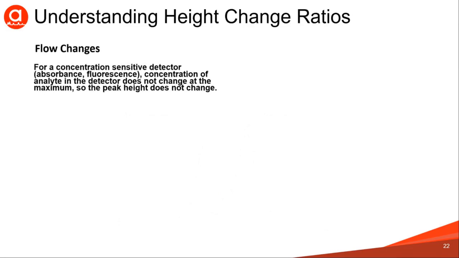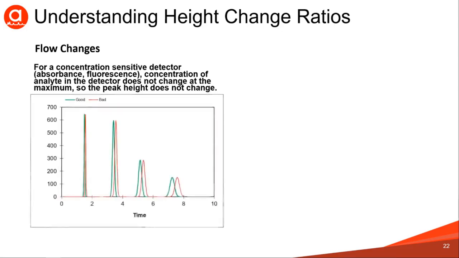So of course this brings up the next question, why doesn't the height change when the flow changes? For a concentration sensitive detector, and this would be absorbance and fluorescence, refractive index detectors for example, the concentration of analyte in the detector at the maximum does not change when the flow changes. So the apparent peak height does not change. In this particular example, you can see the flow rate change causing a change in retention time, but the peak heights are approximately the same.